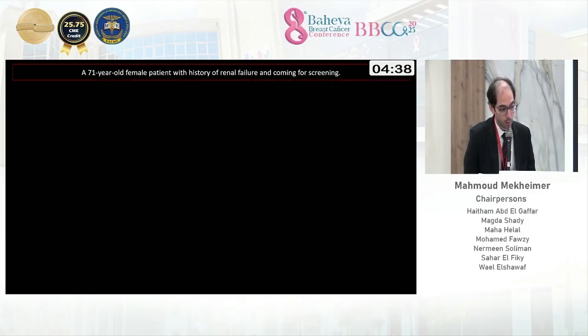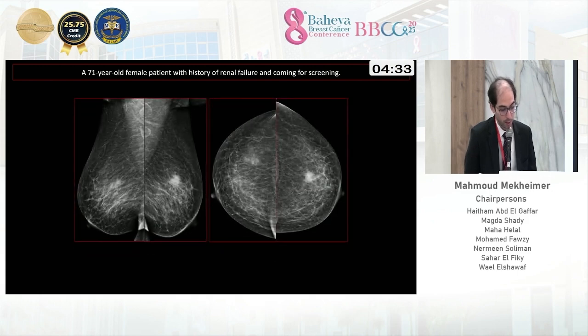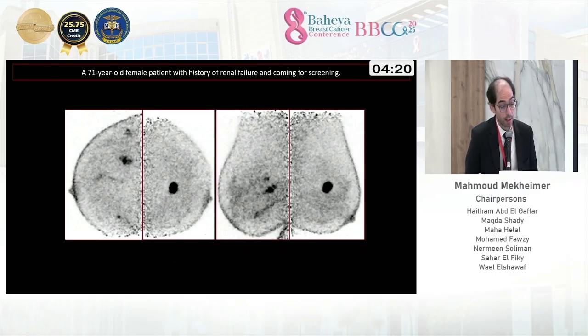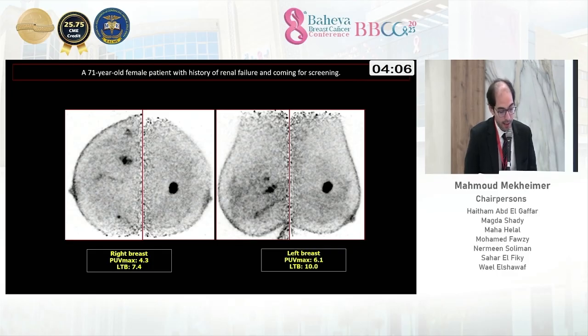This is a 71-year-old female patient with history of renal failure and coming for screening. Mammography revealed bilateral upper outer quadrant dense speculated lesions. Biopsy revealed right invasive duct carcinoma grade 2 and left invasive duct carcinoma grade 3. BEM was ordered and revealed right breast multicentric malignant lesions in the form of FDG avid foci, masses and non-mass uptake with BOV max 4.3 and LTB 7.4, while in the left breast, single FDG avid malignant mass lesion with BOV max 6.1 and LTB 10.